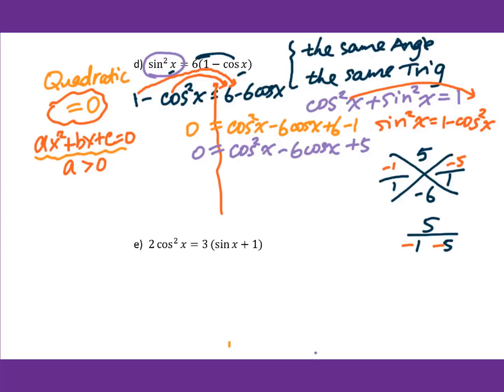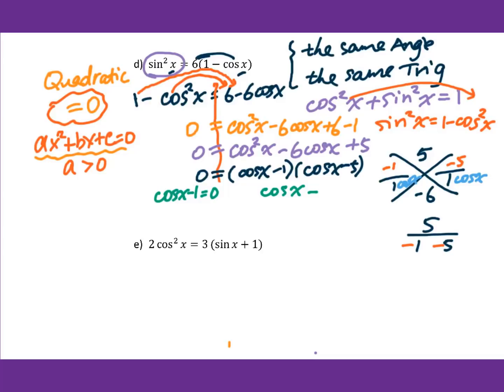Your variable will be cosine x. So I put cosine x, cosine x. Then you do bottom up. You will get cosine x minus 1 and cosine x minus 5 equal to 0. Then I need to set up cosine x minus 1 equal to 0, and cosine x minus 5 equal to 0.